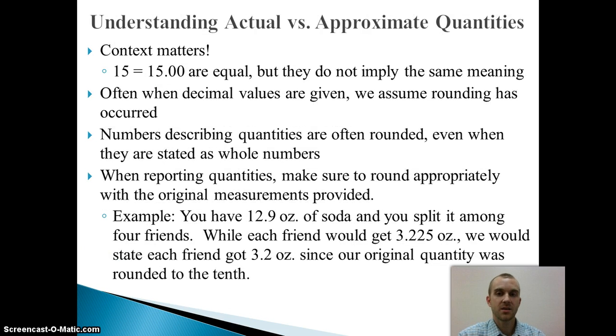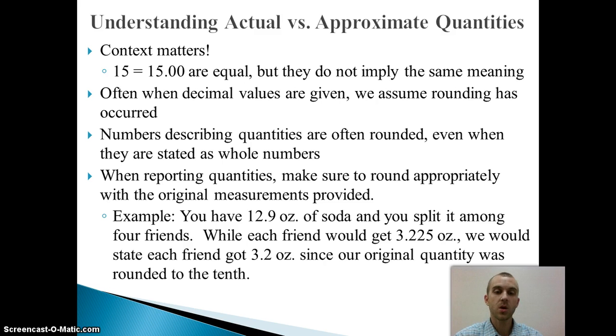Now, when we talk about rounding, it's important to understand when we're looking at numbers whether they may be actual or approximate quantities. And context is going to be your biggest clue. For example, especially when we're talking about something like weight, if I see just 15 versus 15.00, that would tell me that this would be most likely an actual measurement, whereas this is approximate. Just by adding decimal values, I can often assume that that value has been rounded to some extent. Also, numbers that are describing quantities such as distance and population, weight, they are often rounded in some format because it's very difficult to get exact values.